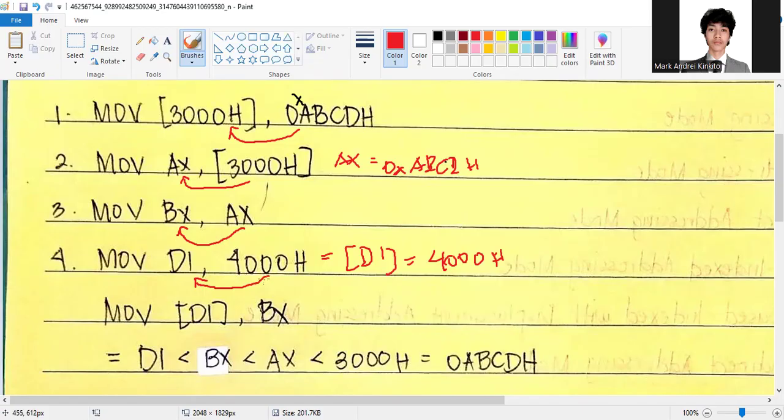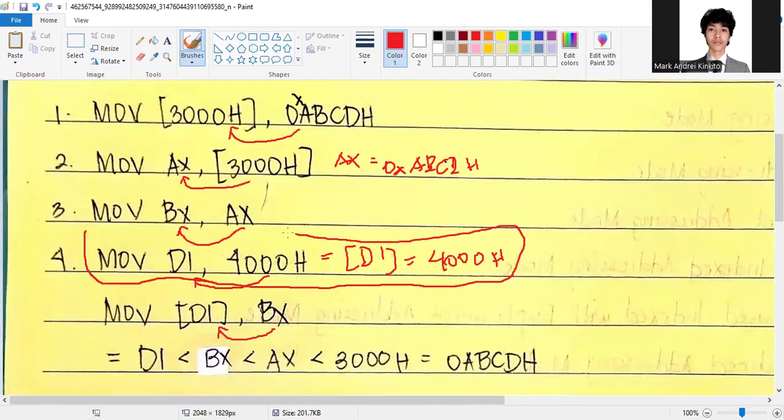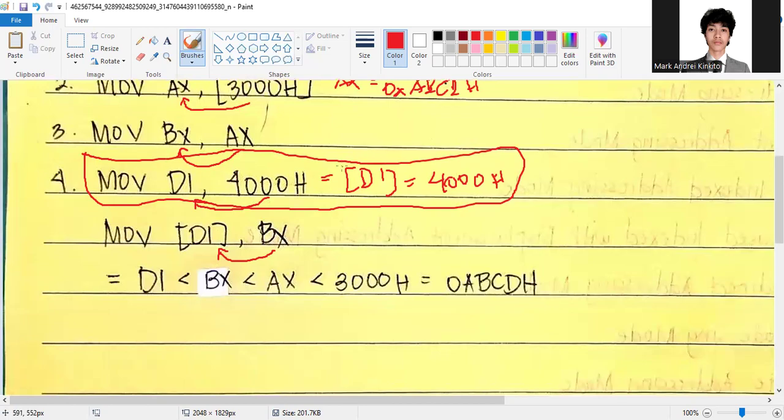So DI, we moved 4000H into it. Now we use register indirect, which is BX to DI. Here, we assume in the example that DI is equivalent to 4000H. So I put the immediate value here, as stated in the questionnaire that assumes 4000. Then DI, containing 4000H, has BX. We move the value of BX into DI. So now, this is the total.